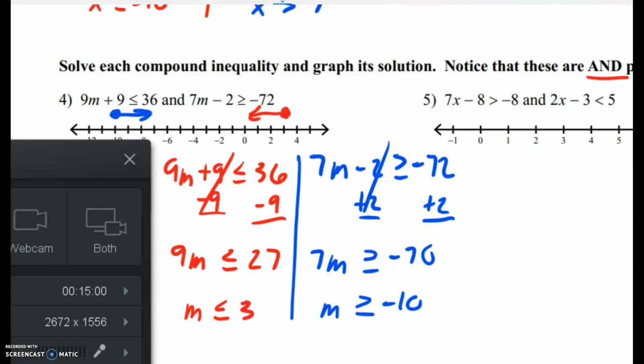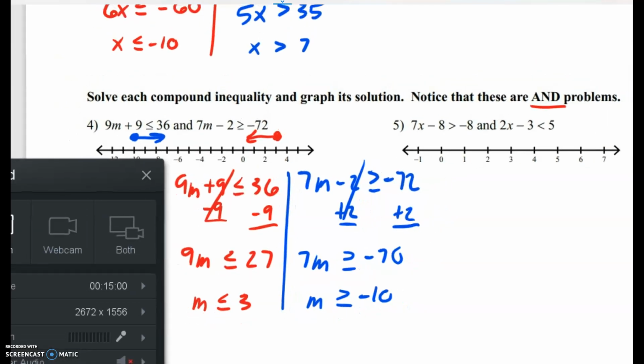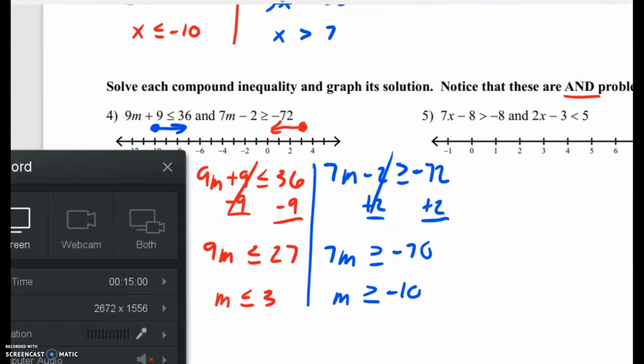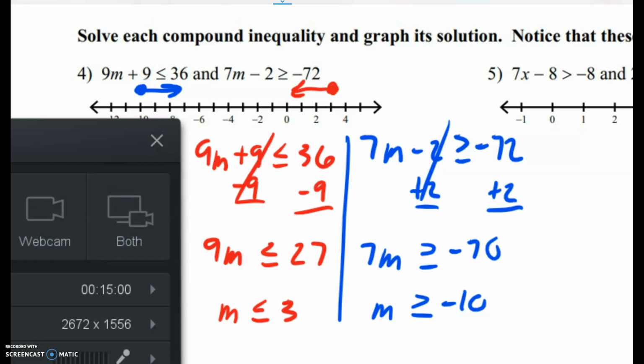take a look at the arrows. They're pointing opposite directions at each other. Unlike the ors, they go opposite directions but away. The ands go opposite directions at each other. This does have some overlap. So for this, we have a constraint where it has to be in between those two numbers.